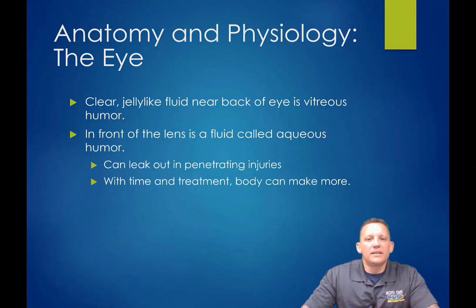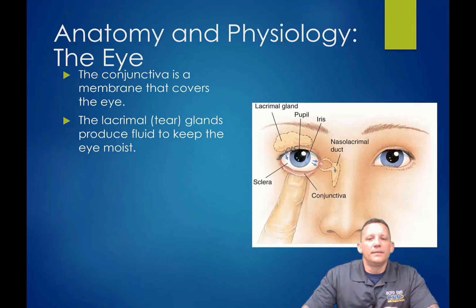In front of the lens of the eye, it's called the aqueous humor. This can leak out in penetrating injuries, and with time and treatment, the body will typically make more, so long as that eye injury is actually closed.